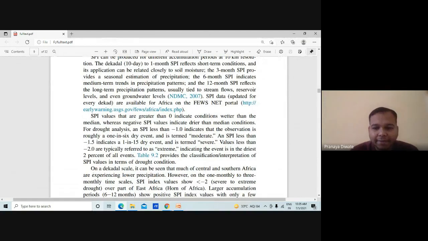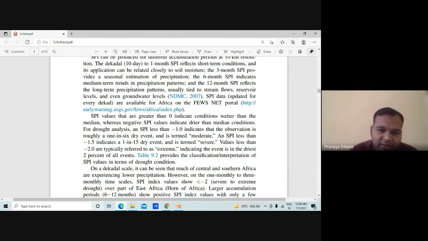Here you can see that if the SPI value is greater than zero, then it indicates a condition that is greater than the median, whereas a negative SPI value indicates a drier than the median condition.